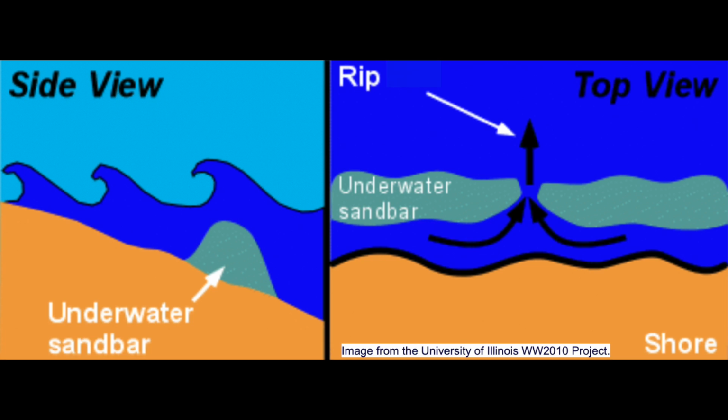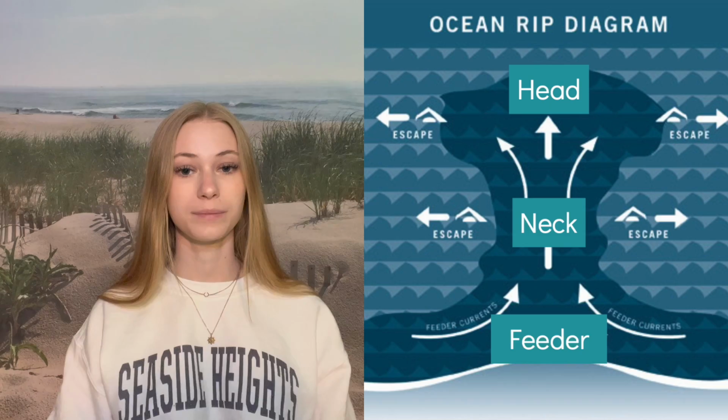Between sandbars, there are deeper ridges of sand, and because the water's deeper here, waves don't form. This makes it the best place for the water that was just pushed out by the waves to go back out into the ocean. Rip currents can also form near big structures in the water, like piers.